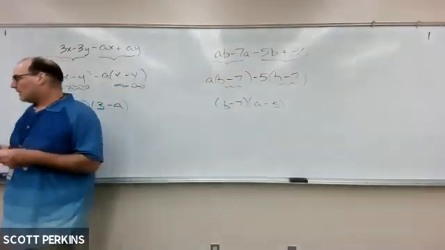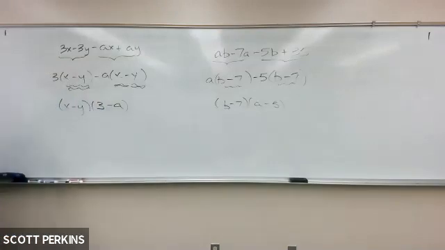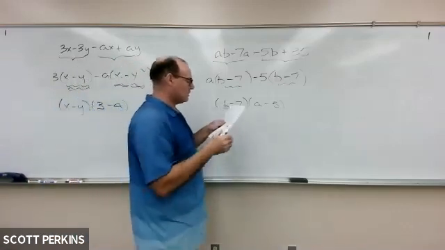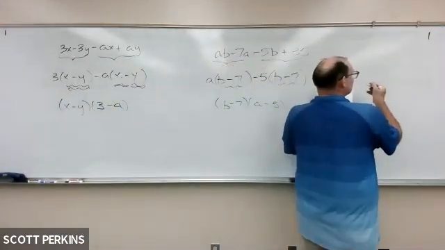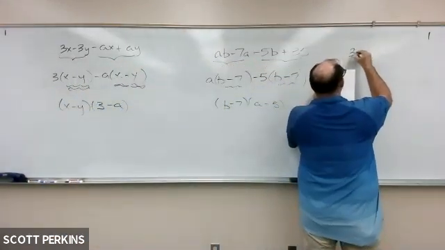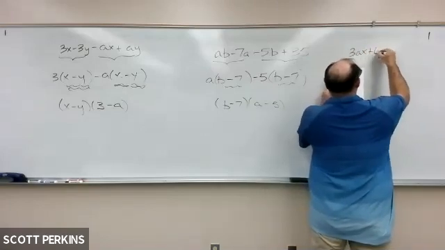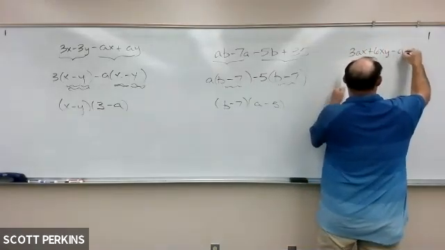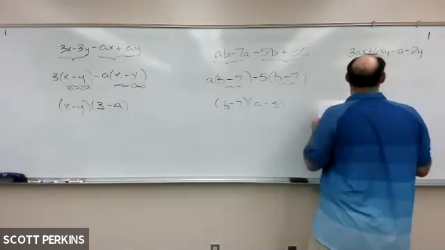All right, here's our second to last problem from this section. So you're down to your final 2. Try this one, same sort of thing. I've got 3ax plus 6xy minus a minus 2y.